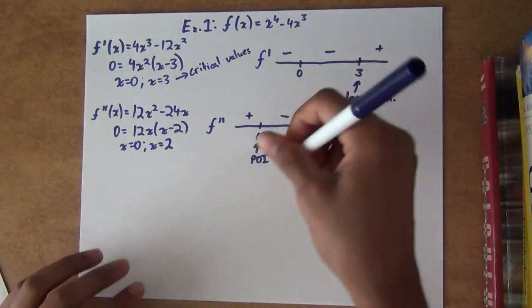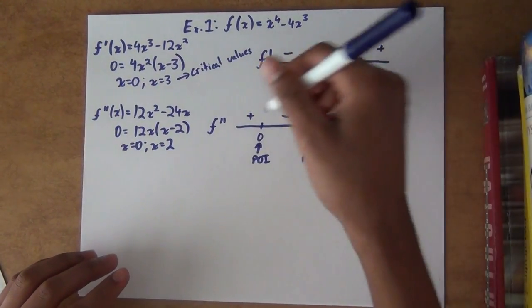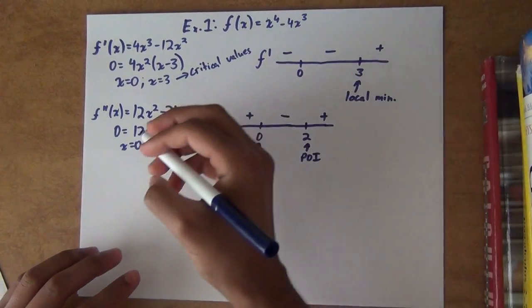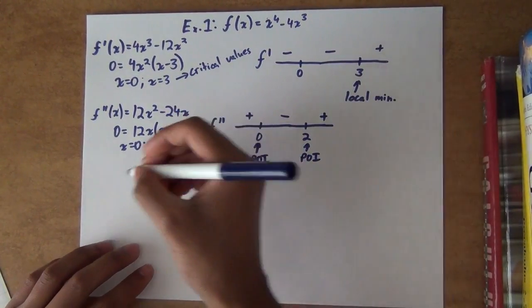So we want to substitute all these x values, 3, 0, and 2, into our original function to find the y values for each of these.